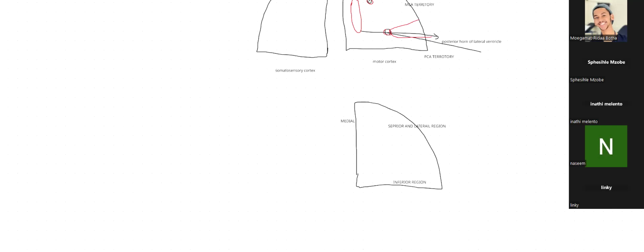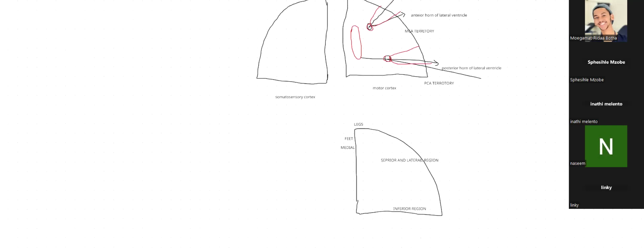So the medial region controls the lower extremities, meaning your legs and your feet. Just try to remember medial is the lower extremities, feet and legs. So, for example, if a patient has paralysis in the feet or the legs, which territory is affected? That's the ACA territory. Then you know it's the anterior cerebral artery, because it supplies that medial region.